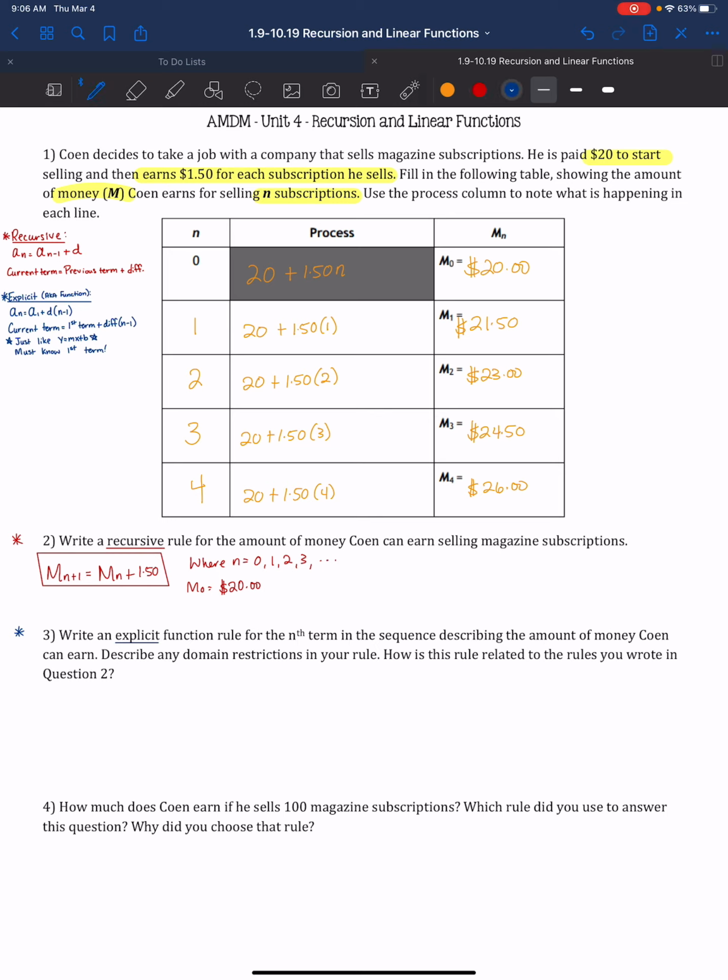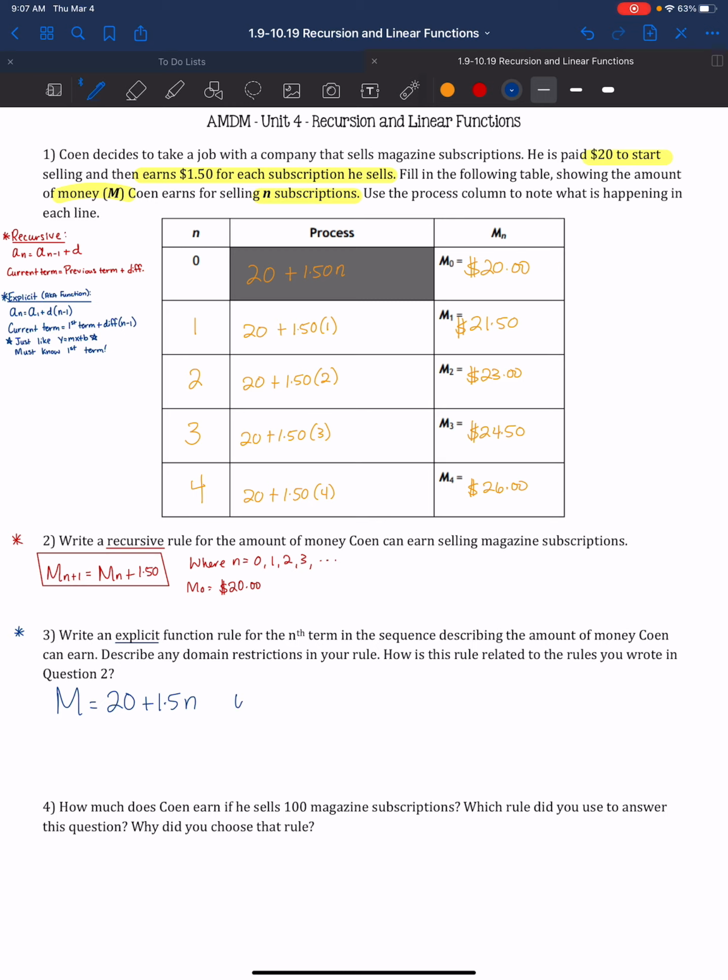Now for number 3, it says write an explicit function for the nth term where the sequence describes the amount of money Cohen can earn. Describe any domain restrictions in your rule, and how is this rule related to the rules you wrote in question 2? So for the explicit function, okay, we're going to have M, which represents the amount of money he can earn. He starts with $20, right? And then he earns $1.50 for every magazine he sells.